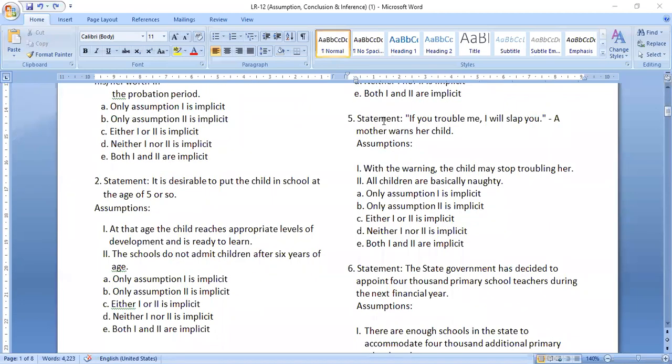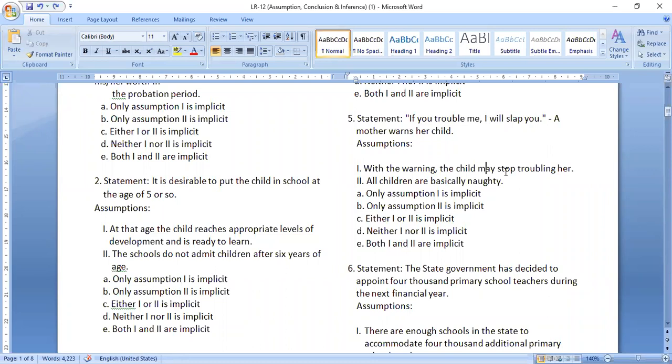Okay, so now let's look at question 5. The statement says, if you trouble me, I'll slap you. A mother warns a child. Okay, so if you trouble me, I'll slap you. Just look at it: with the warning, the child may stop troubling her. Yes, sir. That's why she makes that statement, right? Otherwise, she wouldn't go and make that statement. So if she knew that the child won't stop troubling her, then why would she even make that statement?